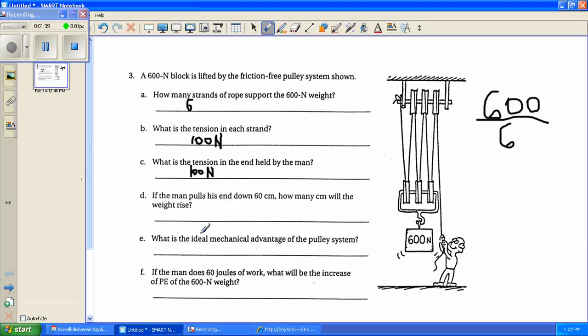Now, question D asks, if the man pulls his end down 60 centimeters, how many centimeters will the weight rise? This is another distribution question. There are 6 strings, but he pulls his end down by 60 centimeters. If you divide the length that he pulls his string down by the number of strings, you get 10 centimeters. That is how many centimeters each string will be lifted proportionally.